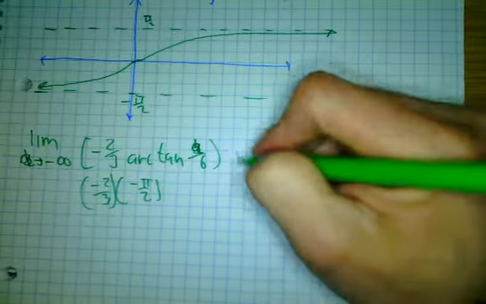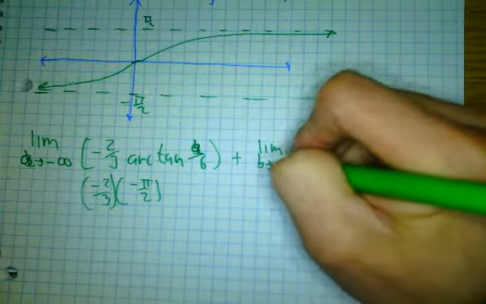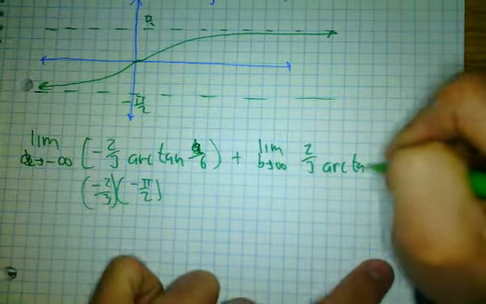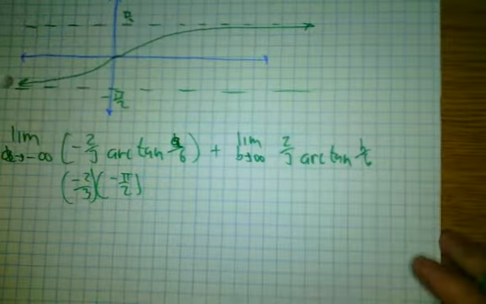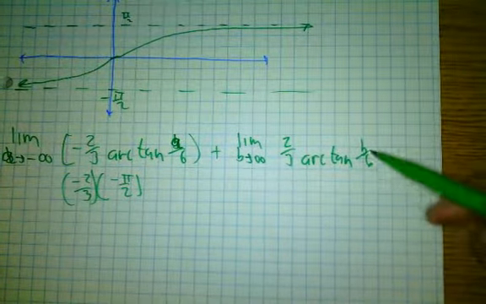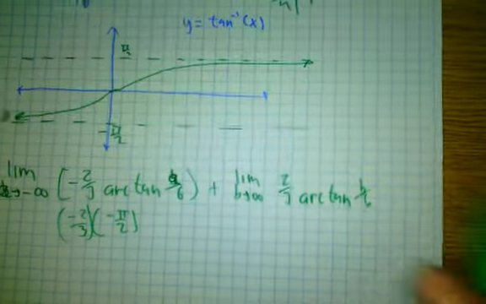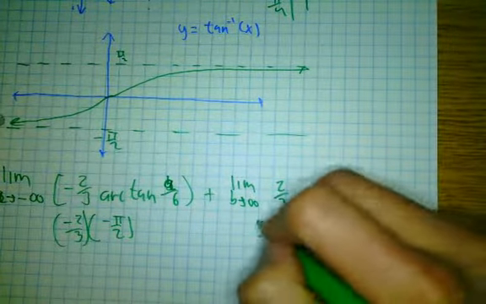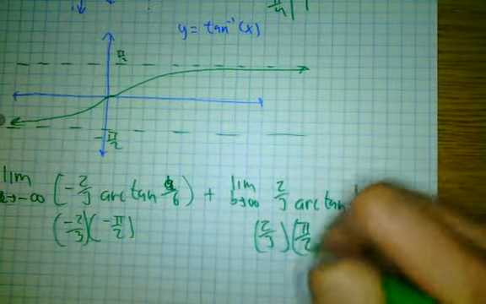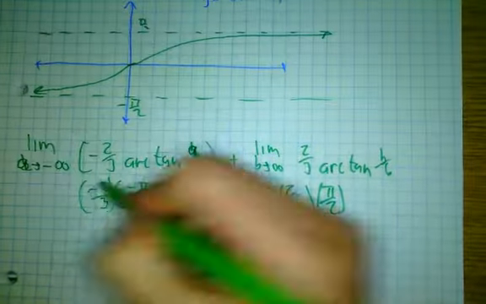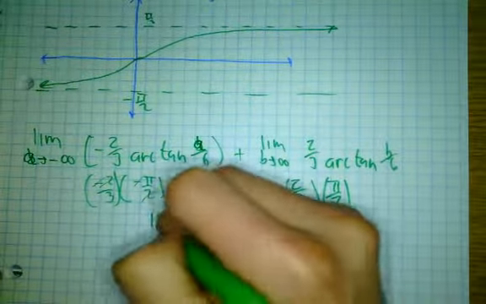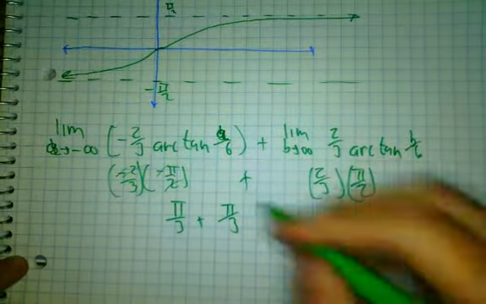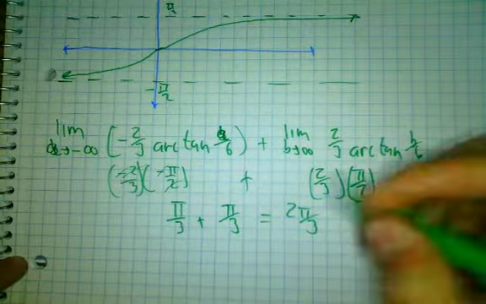Yes? And then the other one was plus the limit as b approaches infinity of 2/3 arctangent of b over 6. But this time you're plugging in infinity. So this just gets larger and larger, right? According to the graph, if this gets larger and larger, I approach pi over 2. So then that's 2/3 times pi over 2. And I have to add them. So the negatives go away, the 2's go away, so it's pi over 3 plus pi over 3, which is equal to 2 pi over 3.